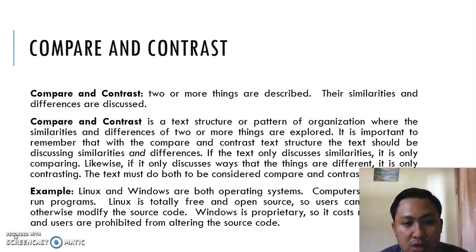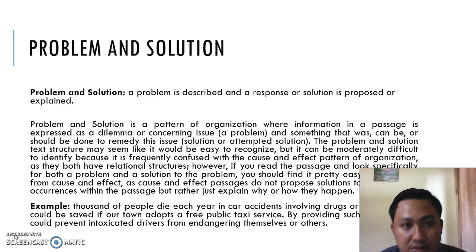Likewise, if it only discusses ways that things are different, it is only contrasting. The text must do both to be considered compare and contrast. Example: Linux and Windows are both operating systems. Computers use them to run programs. Linux is totally free and open source, so users can improve or otherwise modify the source code. Windows is proprietary, so it costs money to use, and users are prohibited from altering the source code.